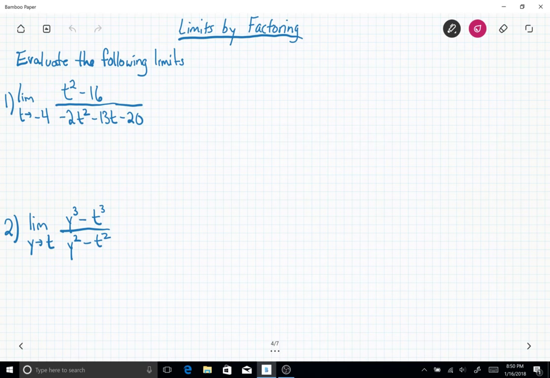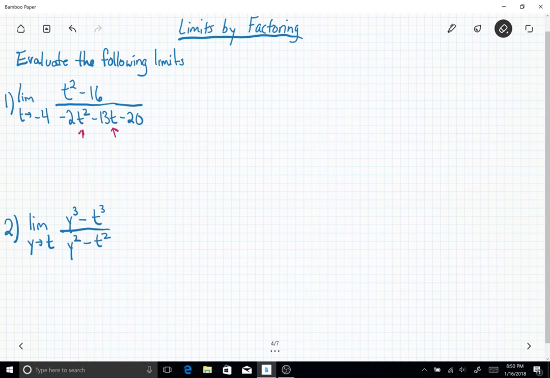Evaluate the following limits. Limit as t approaches -4 of t squared minus 16 all over -2t squared minus 13t minus 20. First thing to do, always plug in, just make sure. Notice when we plug in, we get 0 on the top. When you plug it in on the bottom, what do you get? When you plug in that -4 for this t, that'll make it 16, so -2 times 16 is -32. -13 times -4 makes positive 52, and then a -20, so that'll become 0 in the denominator.